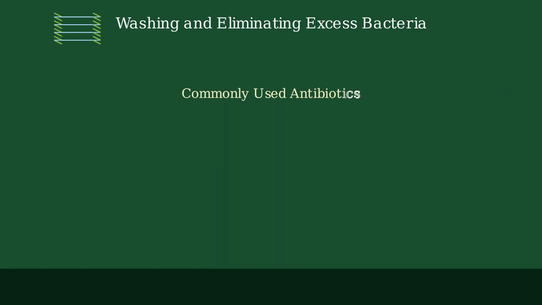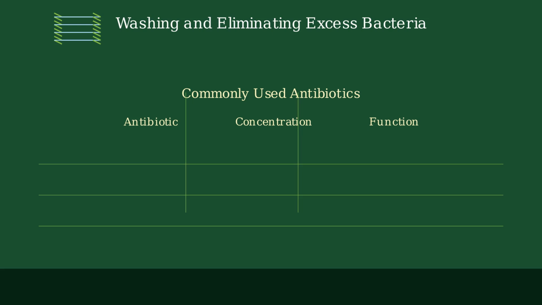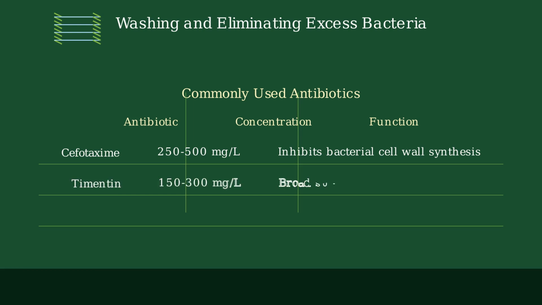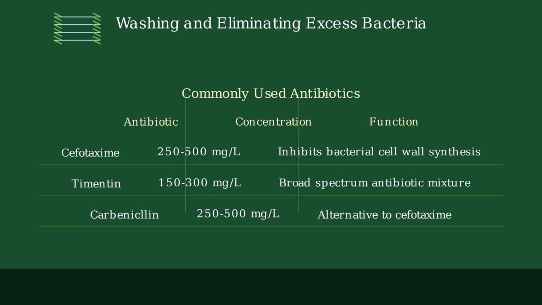Several antibiotics can be used to eliminate Agrobacterium. Here are the most commonly used options and their typical concentrations. Cefotaxime is commonly used at concentrations between 250 and 500 milligrams per liter to inhibit bacterial cell wall synthesis. Timentin, a mixture of ticarcillin and clavulanic acid, provides broad-spectrum activity at 150 to 300 milligrams per liter. Carbenicillin serves as an alternative to cefotaxime and is used at similar concentrations.